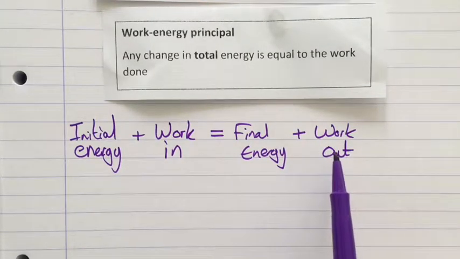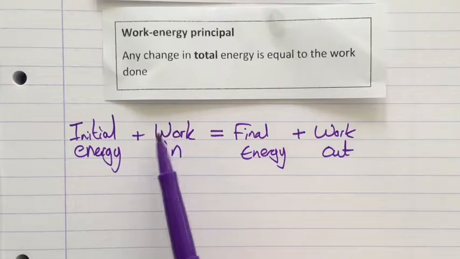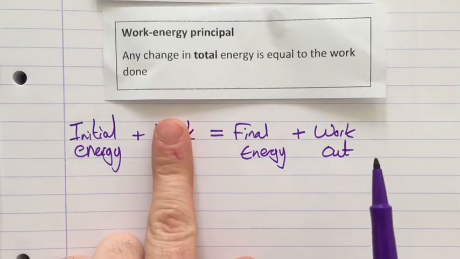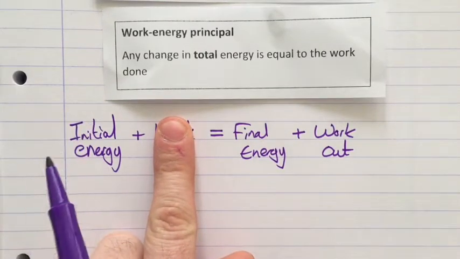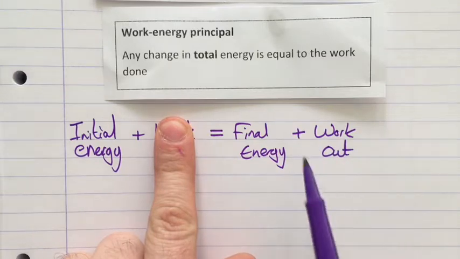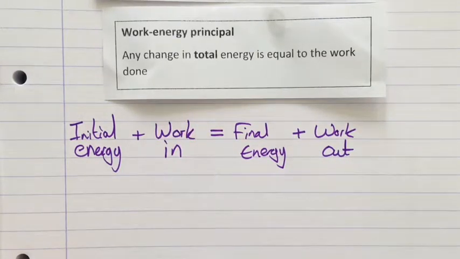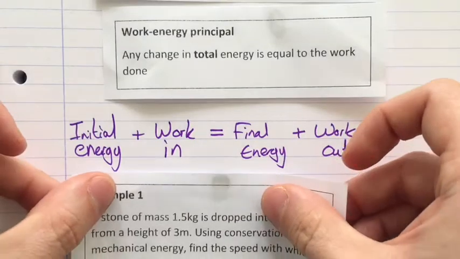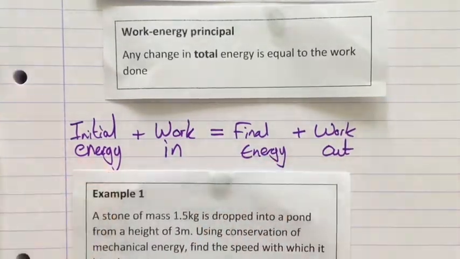Now, to begin with, in the situations we're going to look at, we're not putting any work in, so that bit's going to be gone. We've just got an initial energy, and then we're occasionally going to have some work coming out of the system, as I say, such as friction. So let's go straight to an example to see this in use.